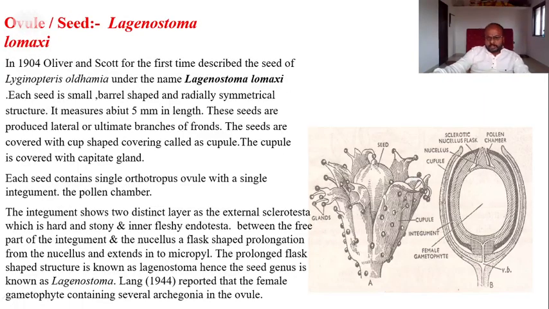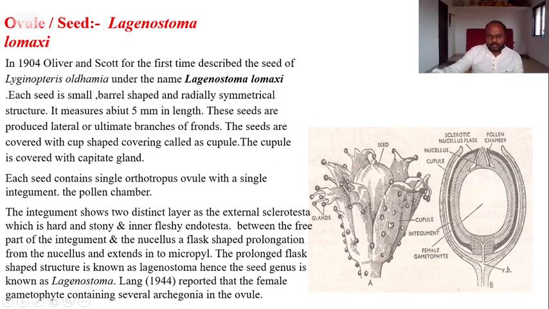The second specimen is the seed genus, or it is called an ovule. Actually it is in the form of a seed. In 1904 Oliver and Scott first described this seed, and gave the name Lagenostoma lomaxi. That means this is the seed of Lyginopteris oldhamia, and it is described under the generic name Lagenostoma lomaxi.